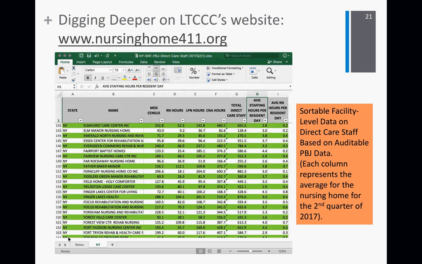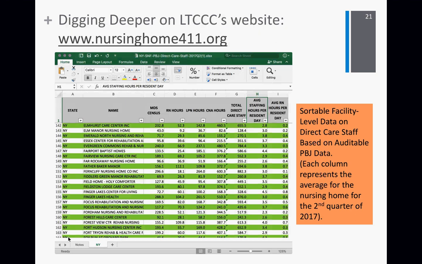So you can see the average staffing hours per resident day for this facility is 2.8. This is, importantly, what the facilities reported through their payroll-based journal for direct care staffing. It does not include the RNs who might be providing other work, might be doing administrative work, etc. So that's really what we're focused on. Who is there on the floor providing care for our residents?